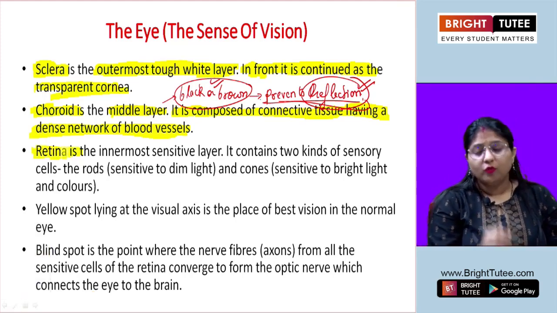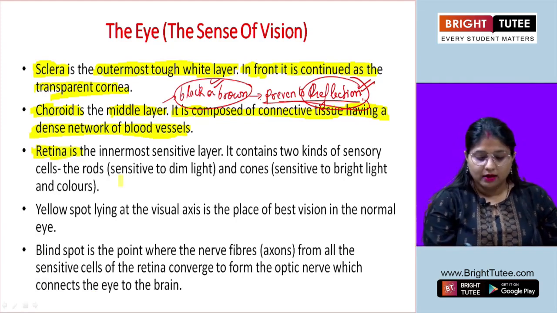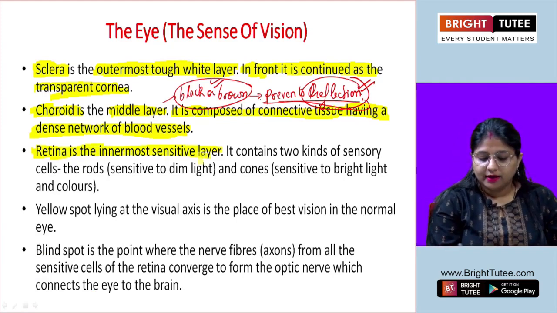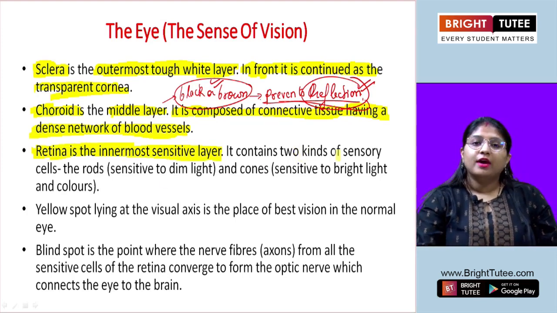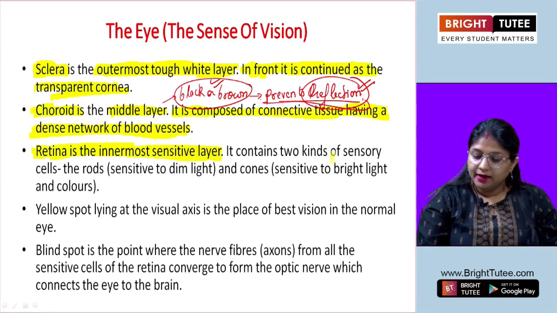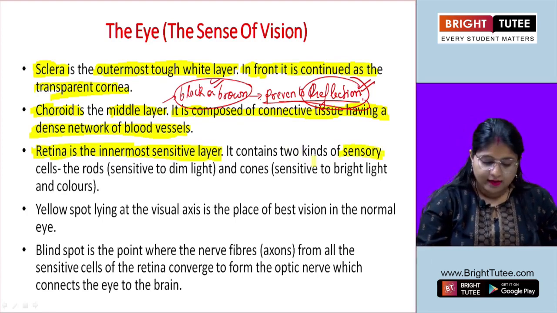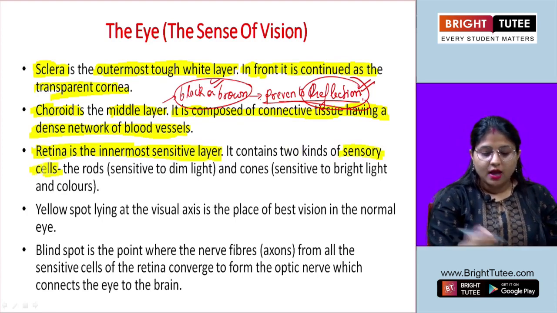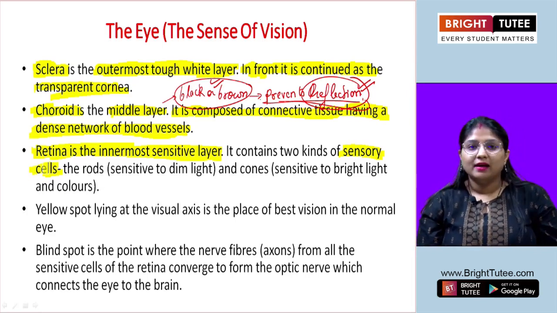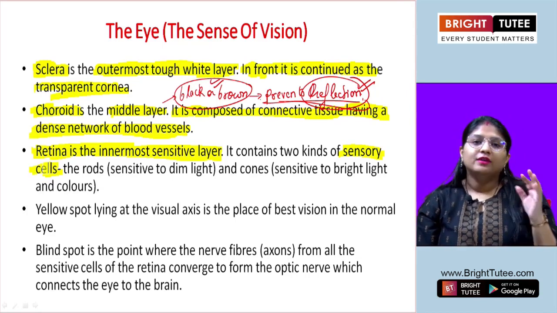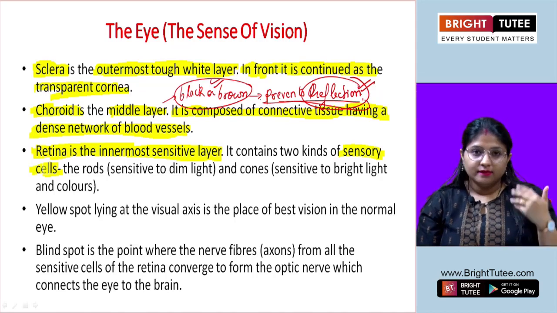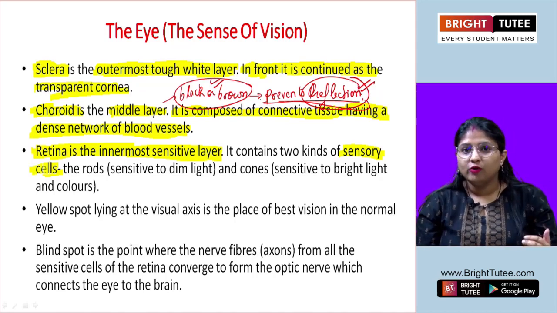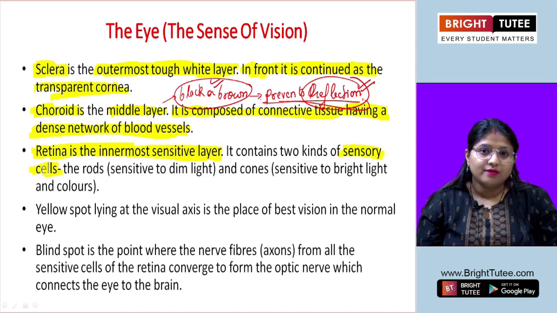Then the innermost part is the retina. Now, this is one of the most important parts, and this is the part which is sensitive to light. This is the innermost sensitive layer. This is where the image formation takes place, right. Now, it contains two kinds of sensory cells. We have already discussed that in these sense organs, whether it is the eye, your tongue, or your nose, all of these have sensory cells, right. Similarly, the retina is a sensitive layer, that means it is sensitive to light.